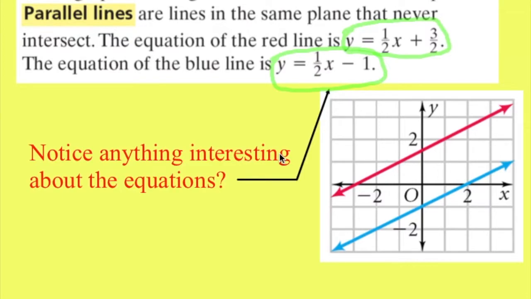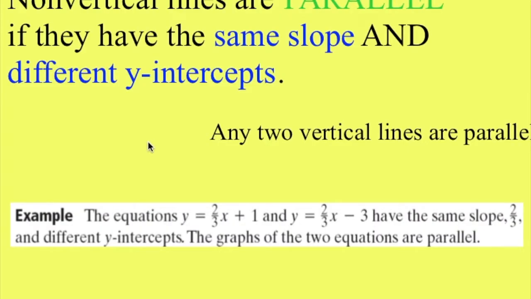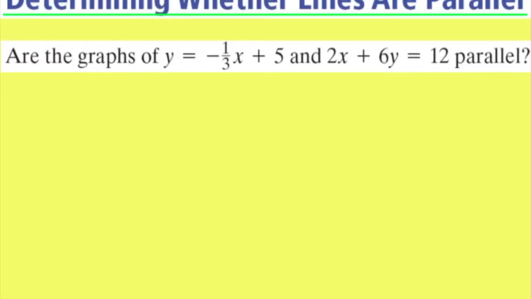Hopefully, what you notice about these two is that they share the same slope. That relationship is going to be true of any pair of parallel lines. So parallel lines always have the same slope. So always for parallel lines, same slope, different y-intercepts. If their y-intercepts were the same, they would be the exact same line. So same slope is really what we need to know.